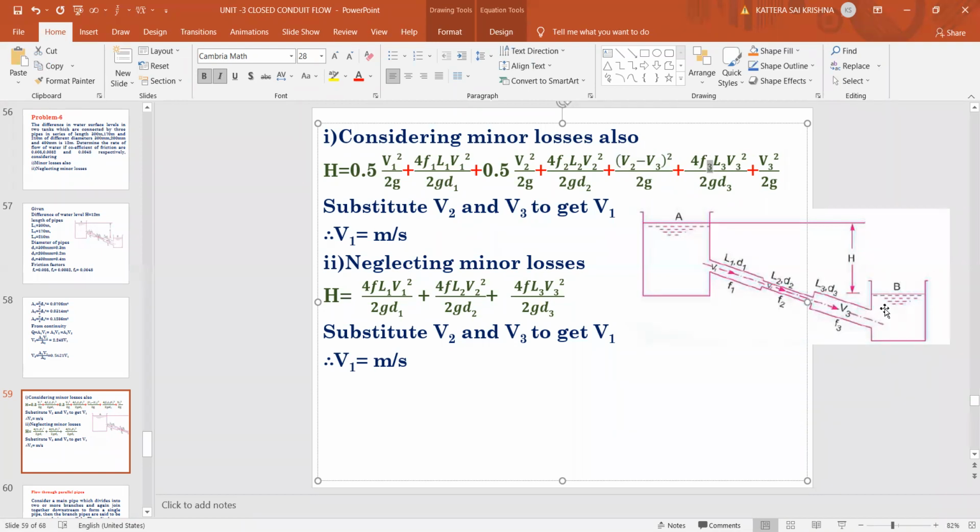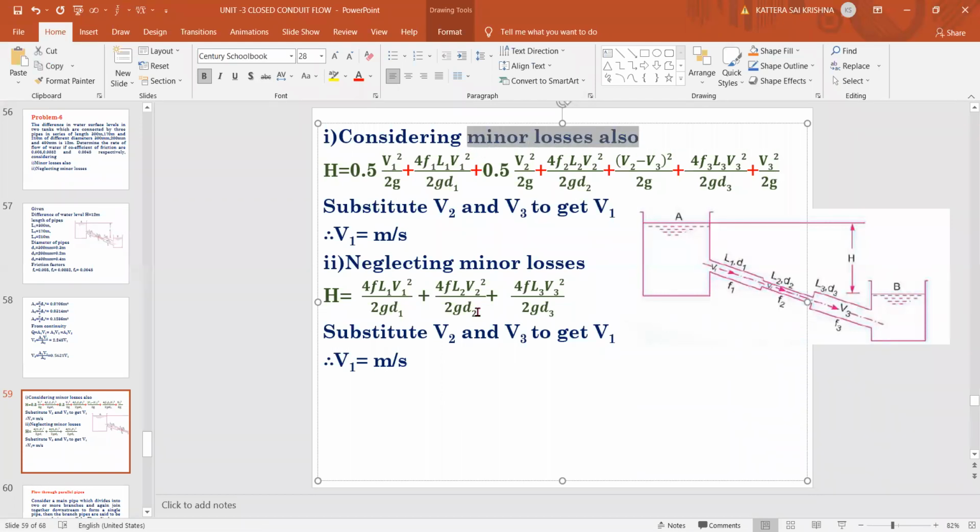At last, the pipe is connected to one more reservoir. Whenever it is connected to one more reservoir or a tank, you get the exit loss. That exit loss is taken as V3 square by 2G, because the final velocity coming out there should be taken here. So V3 square by 2G is the exit loss happening here. These are all the losses with the minor losses.